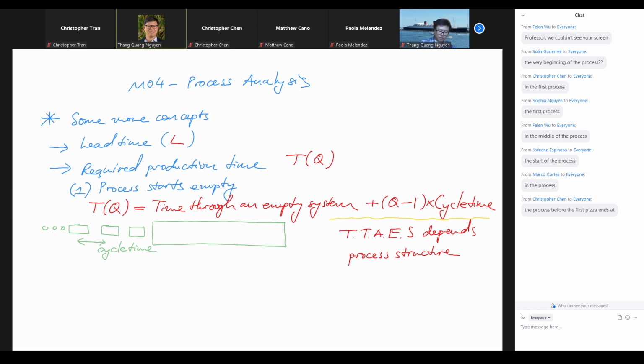All right, so that's the first scenario: how to calculate the time to produce Q units if the process starts empty. In the second scenario, we calculate how long it takes to produce Q units if the process already has some inventory in it.